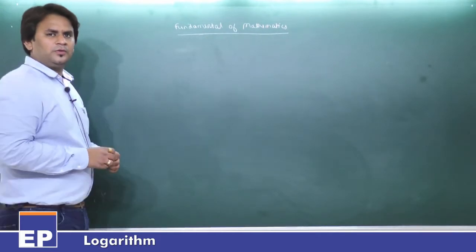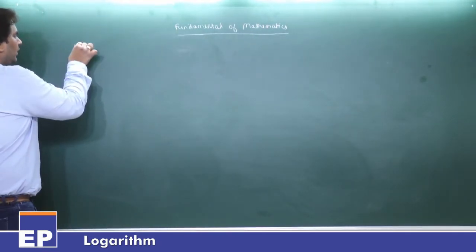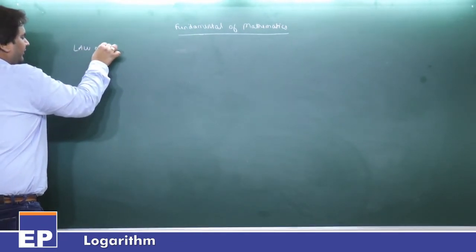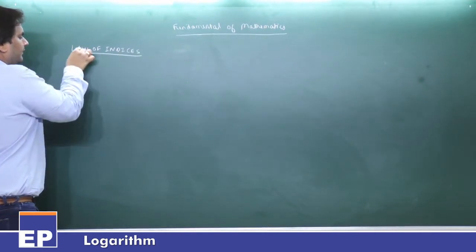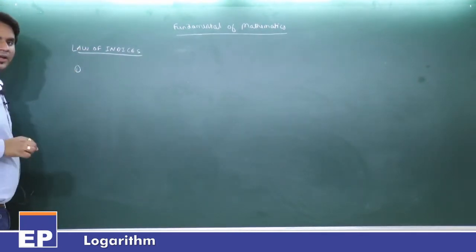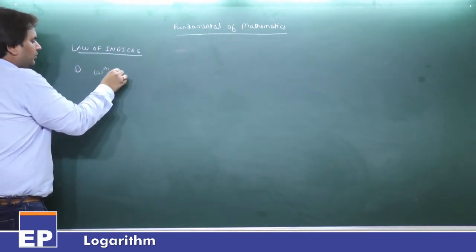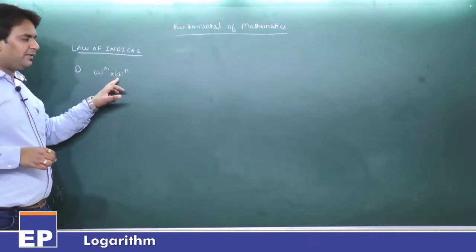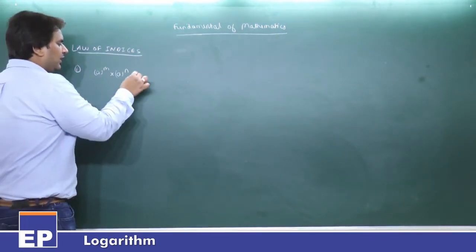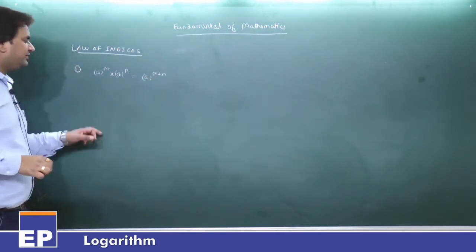Now we will study law of indices. Okay, note it down, law of indices. What is law of indices? First, if I am taking two numbers, a to the power m multiplied by a to the power n, what will it become? It will become a to the power m plus n, because the bases are same.